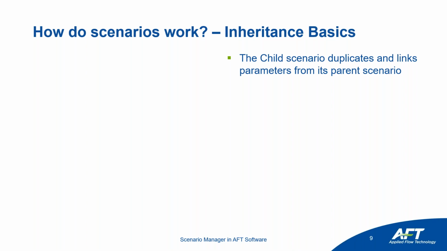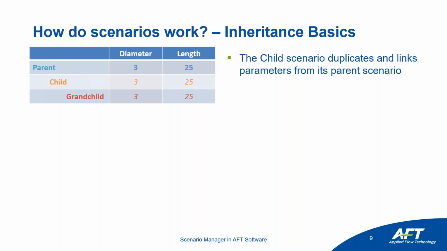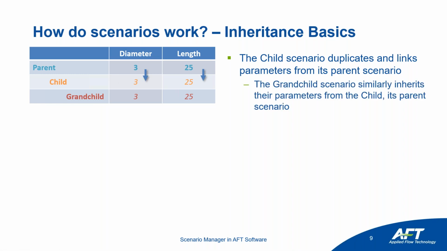So the child scenario, if we remember, scenarios are just duplicates of our existing system so that we can make those small tweaks, but it also links parameters from its parent scenario. So if we imagine, here's our scenario tree where we'll have a parent scenario, a child scenario, and then a grandchild, which is created from this child, we can see that the different parameters are going to be passed through because they are just duplicates of one another. So the parent will inherit both the diameter and length if we were looking at a pipe, for example. And then when we create this grandchild, that'll similarly inherit those changes.